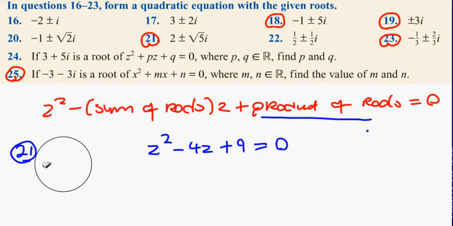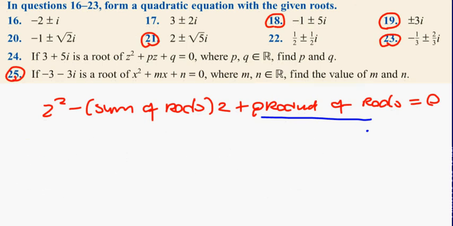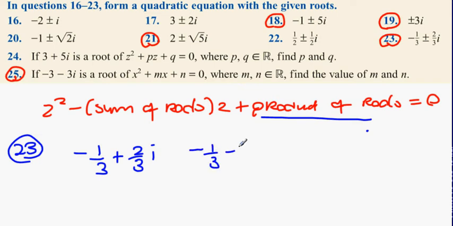What about 23? And 23 is going to be minus a third plus 2/3 i, and then we're going to have minus a third minus 2/3 i. So z squared plus the sum of the roots. Add them together, the 2/3 i's cancel, and we're going to get minus 2 over 3. Because minus a third plus minus a third is minus 2/3.